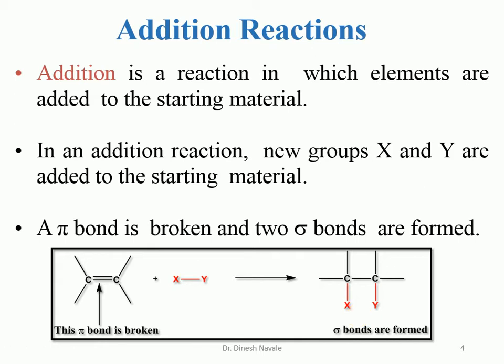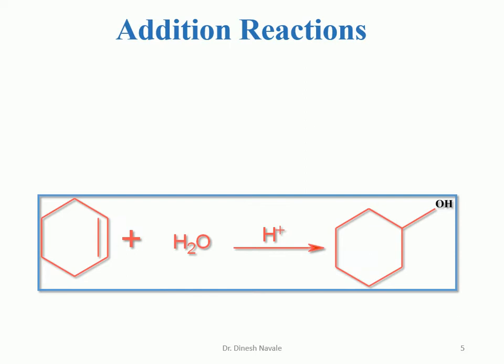Some examples are Markovnikov addition, anti-Markovnikov addition, addition of water across the double bond, and addition of halogen across the double bond. This is one example of the addition reaction: the hydration of alkene. Water is added across the double bond in the presence of an acidic catalyst. OH is added to one carbon atom and hydrogen is added to the other carbon atom. So it is the addition of water, H2O, across the carbon-carbon double bond, and that's why it is an addition reaction.